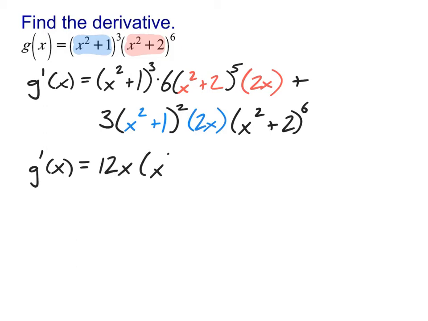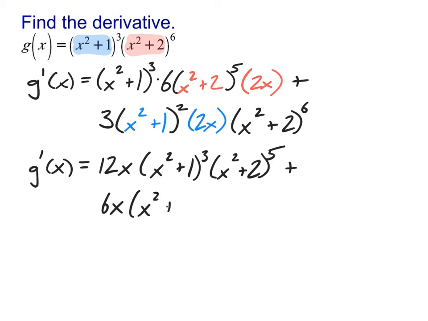And then x squared plus 1 cubed, x squared plus 2 to the 5th. I just like doing that little bit of cleanup. And then we could do the same thing on that last one where I can multiply the 3 by the 2x. So that's going to give me 6x. Then x squared plus 1 squared times x squared plus 2 to the 6th.